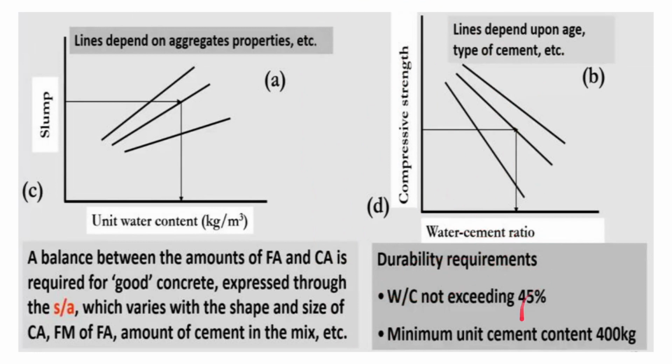Durability requirements are also there in some cases. For example, the water cement ratio should not exceed 45%, and the minimum unit cement content should be 400 kg. These criteria are given in IS 456. If I remember, it is table 5, where the criteria for different environmental conditions are given.